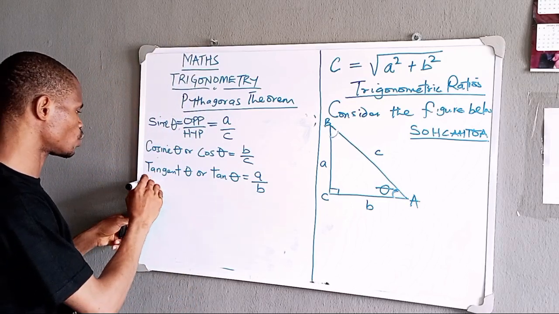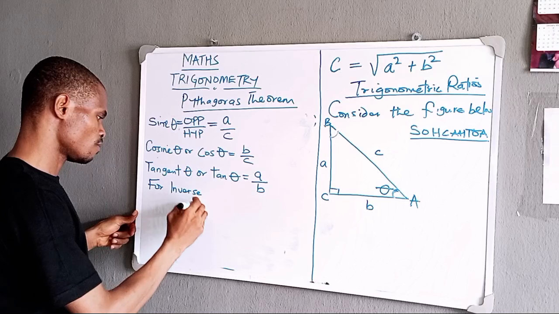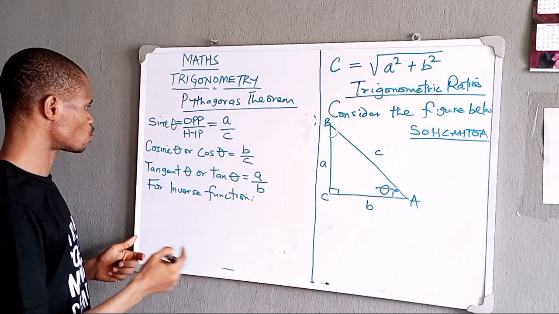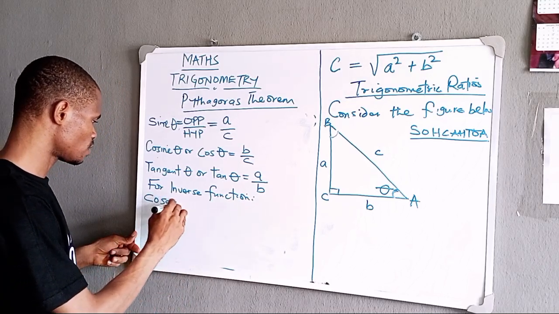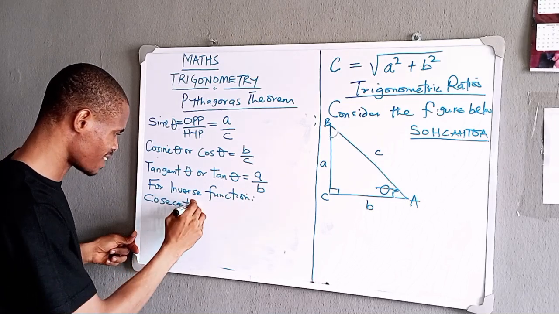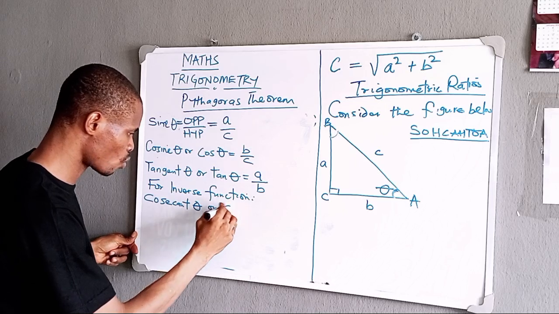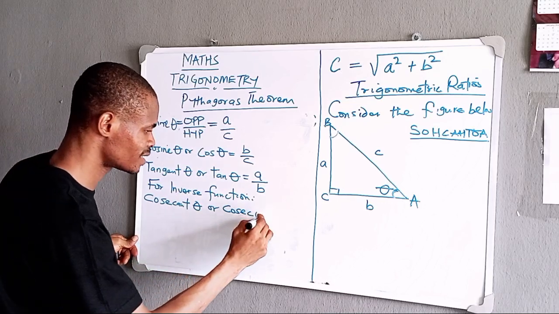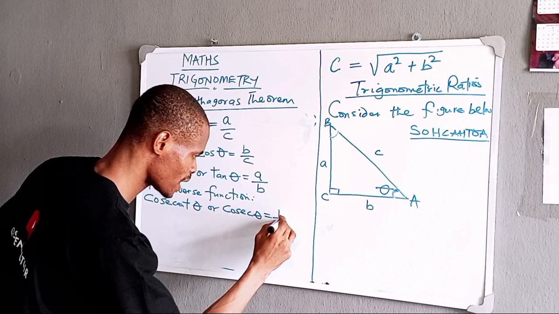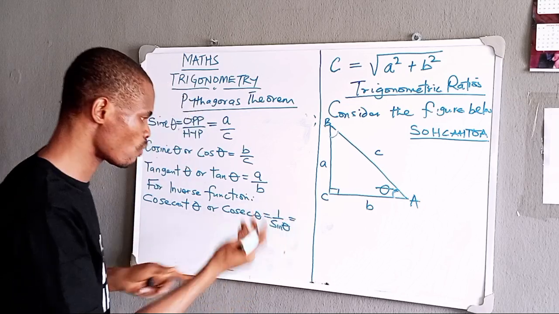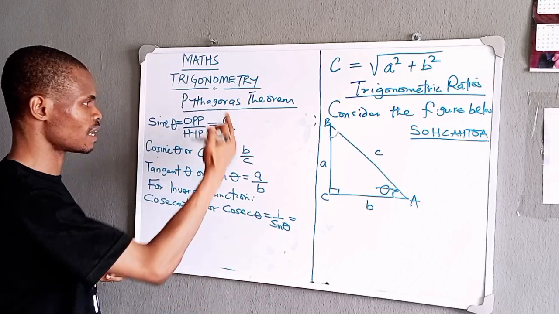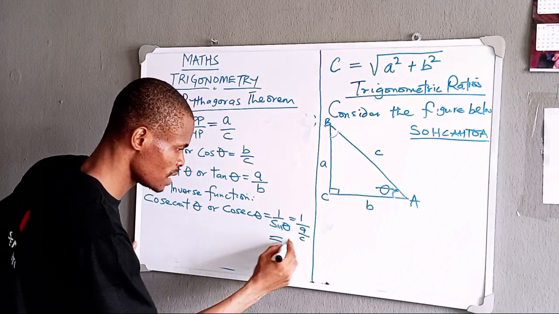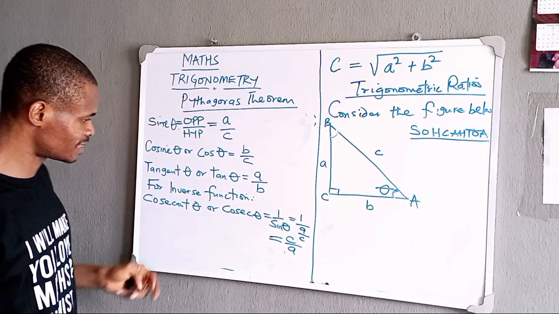We also have the inverse functions. For inverse functions, we shall be considering their derivatives. The first one is what we call cosecant theta. For short, we call it cosec. It simply means the inverse of sine theta. So for cosecant theta, we use the inverse, which is 1 over sine theta. Since sine theta is A over C, it automatically means C over A for cosecant theta, which is cosec theta.